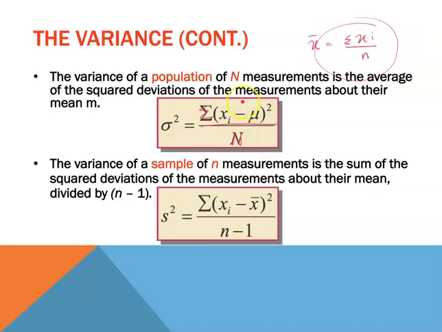But on top of here, it says that it must be a squared deviation of the measurement about their mean m. But here we don't have an m, we have a mu. So this is actually a mu. Okay, your mu is your mean. It's your mean. Okay, so let's relate back to the data that we saw earlier.